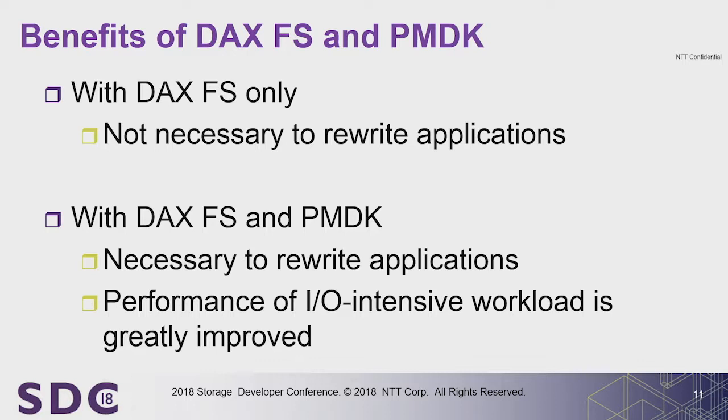The memory mapped file and PMDK can improve the performance of IO intensive workloads because it reduces context switch and the overhead of API calls. But PMDK cannot be used without change of the application. So I rewrote PostgreSQL and Apache Kafka in order to improve the application performance with PMDK.